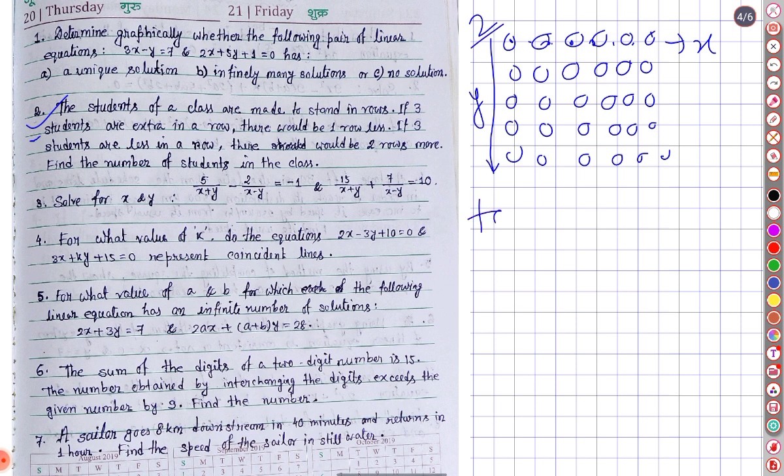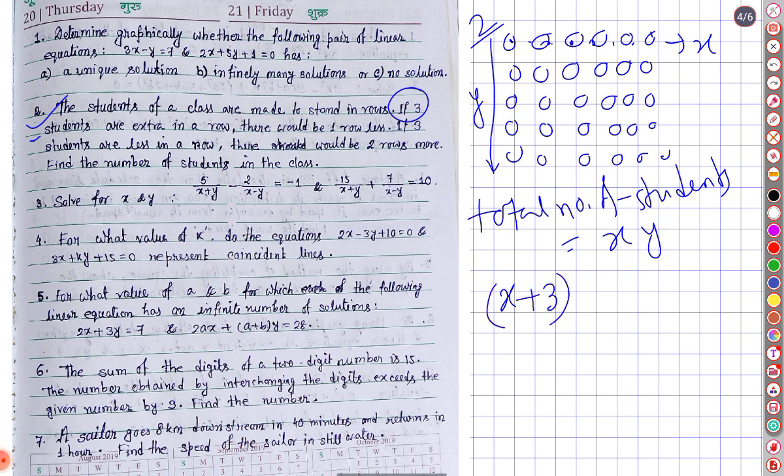Total number of students is equal to what? x into y, xy. Now coming to the condition given: if three students are extra in a row, that means x plus 3. Each row has x; if I increase by 3, it will be x plus 3 in a row.